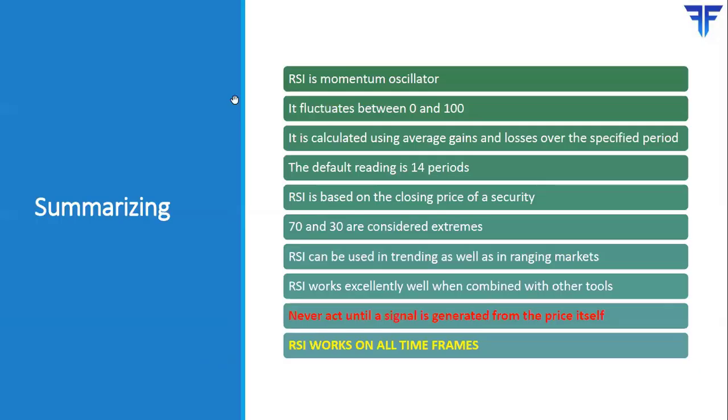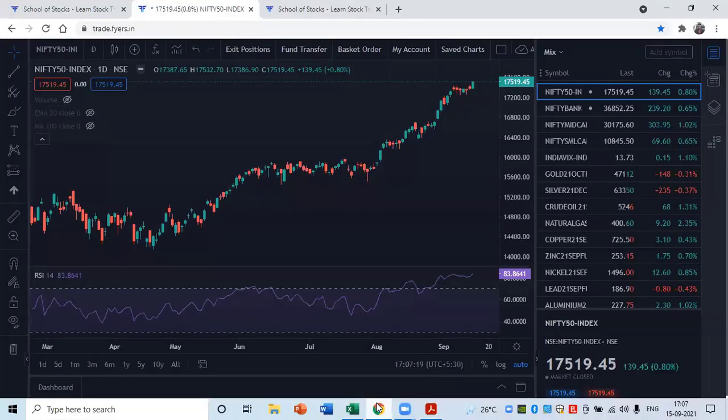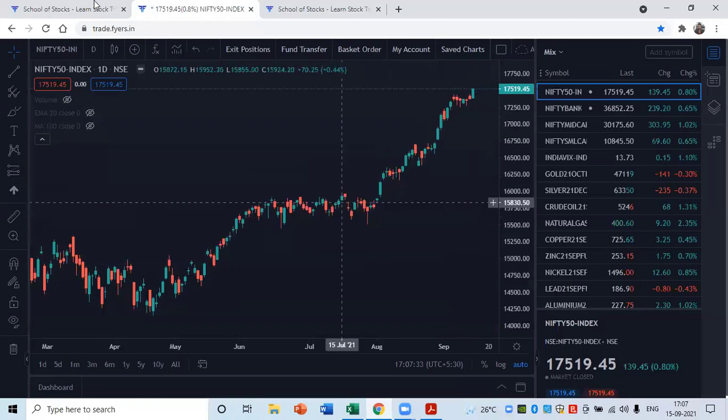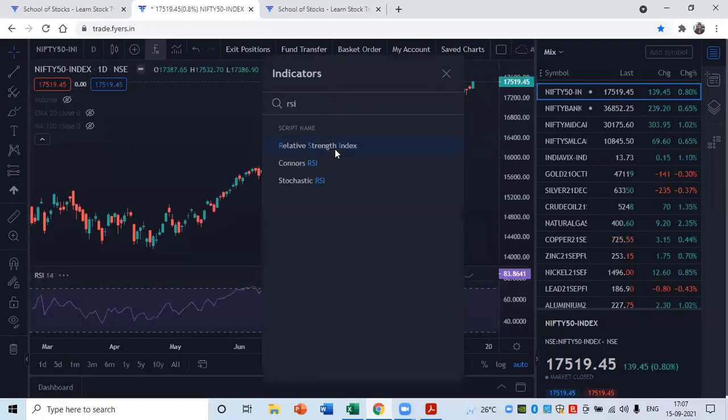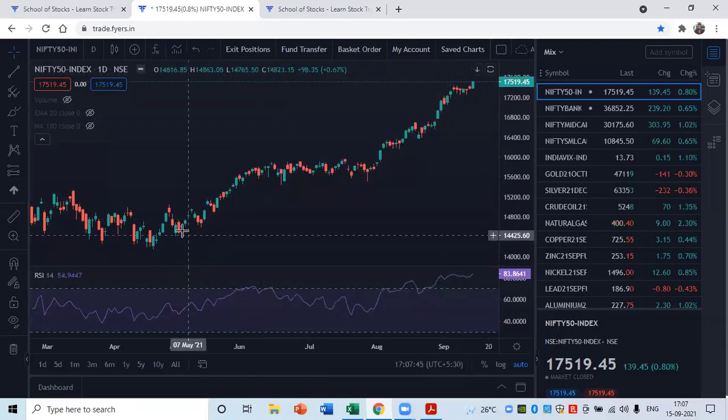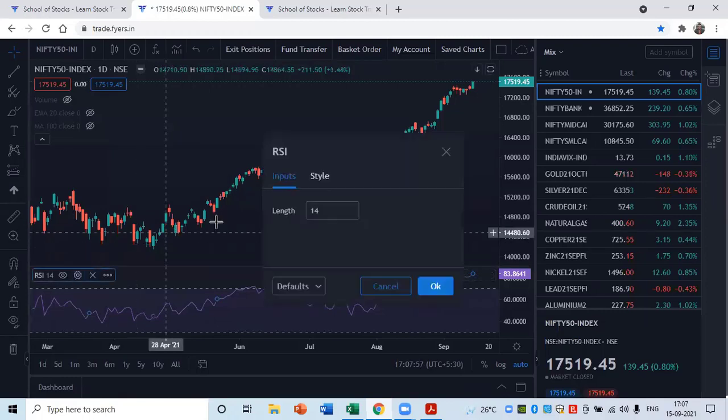So let me now quickly go to FYERS web. In order to plot the RSI indicator, what you need to do is, let me just close this. You just need to click on this FX indicators panel that you see over here, just type RSI and select the RSI indicator. In order to change the settings of the RSI, you can just click on this gear icon that you see. So that would display the reading.